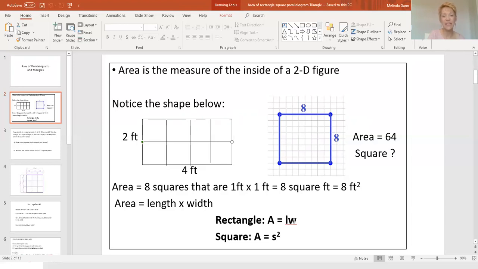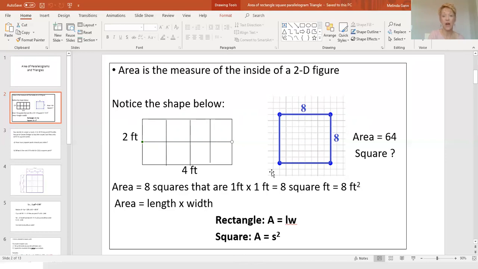So that's kind of inductive teaching. Rather than just coming in and giving them a formula, that's deductive teaching. And you can't teach everything inductively, but when you can, do it. Because if they come up with a formula themselves, they're going to remember it better. Okay, so your formula for a rectangle is just length times width. And it doesn't matter whether you call this the length or this the width.